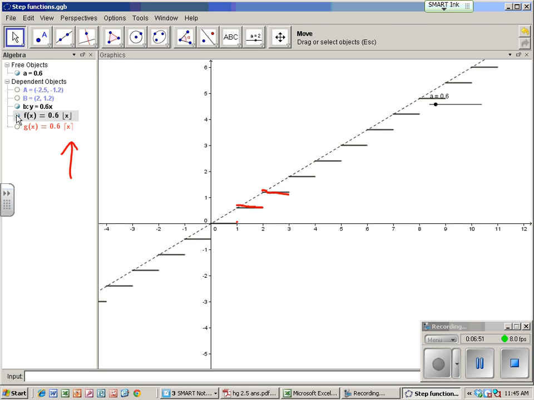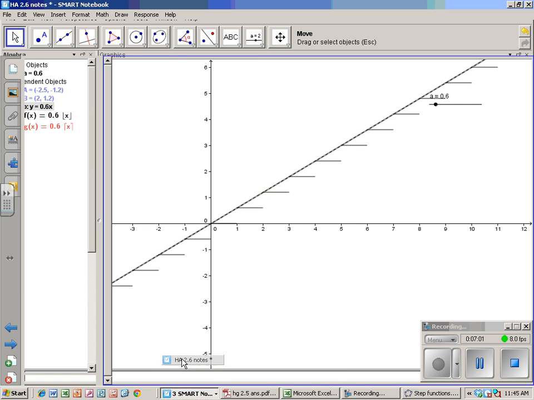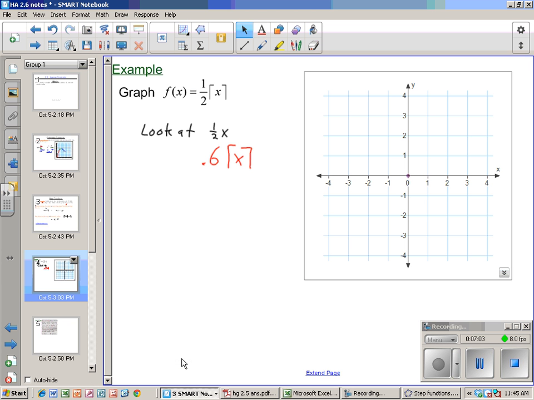This dashed line, again, it's not part of the graph. This is what your graph should look like. But having that dashed line there gives you that guide of where the steps should be. Okay, so I don't need to put it back on here. It was already there.